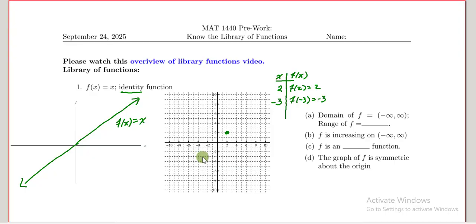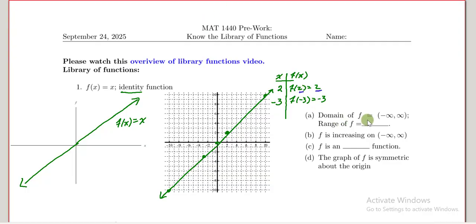And in fact, you might be seeing why math people call this the identity function. If I put a couple more points on here, just to ease the sketching of it, you might see why people call this the identity function, and that is it simply spits out whatever it is you plug into it. That's why it's called the identity function.